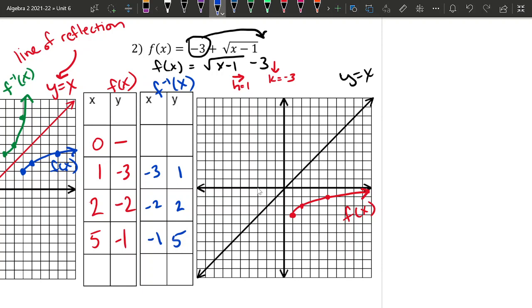1, 2, 3, and up 1. Left 2 and up 2. Left 1 and up 5. There's my new points.